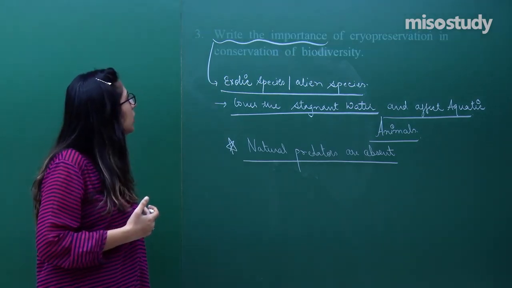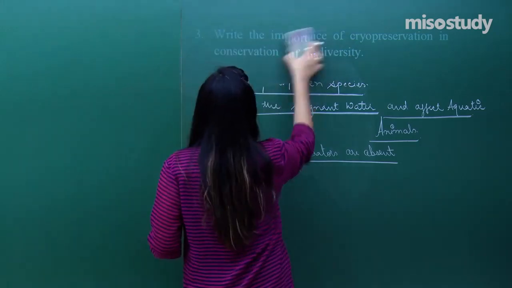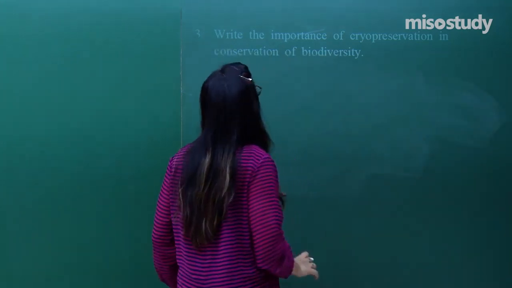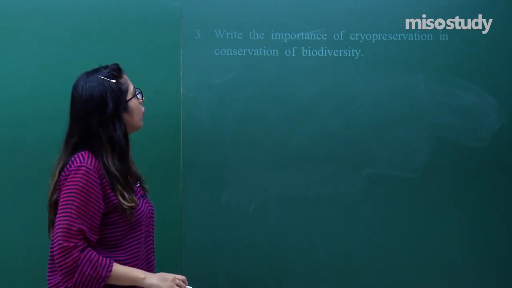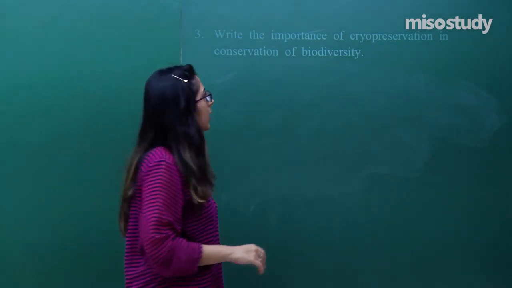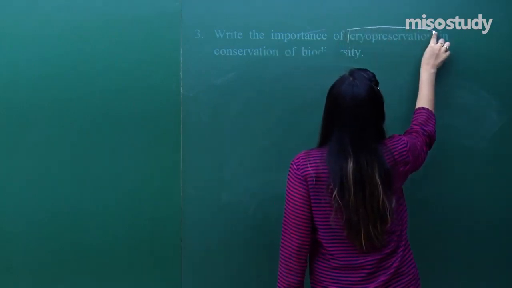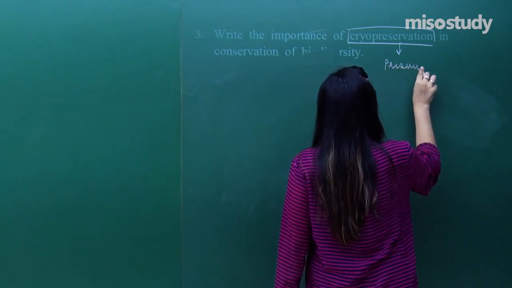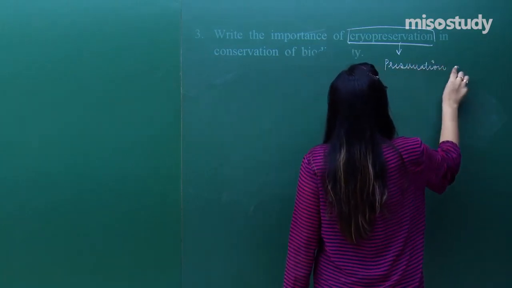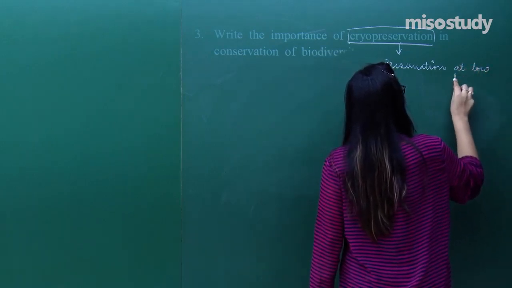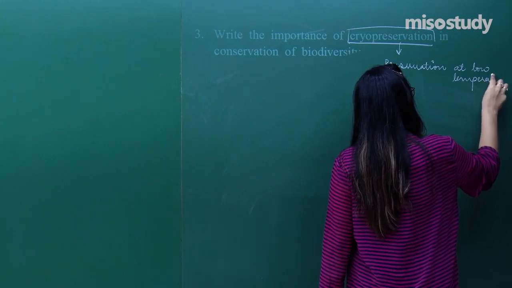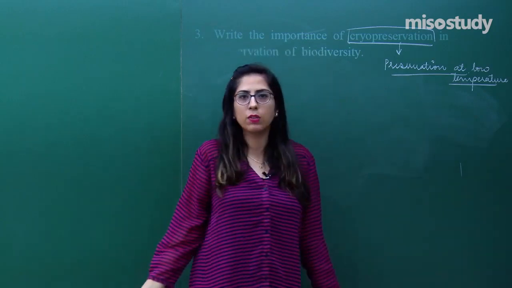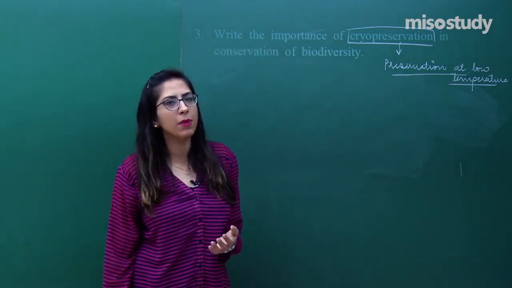Now let's move on to the third question. This is also a 1 mark question. Write the importance of cryopreservation in conservation of biodiversity. First of all, what is cryopreservation? It is preservation at low temperature. When we preserve anything at low temperature, we are maintaining its viability.